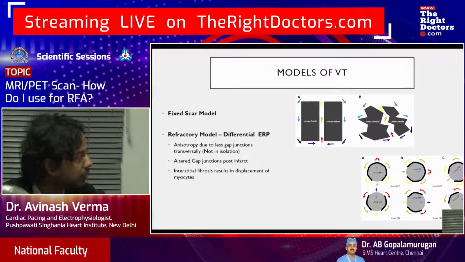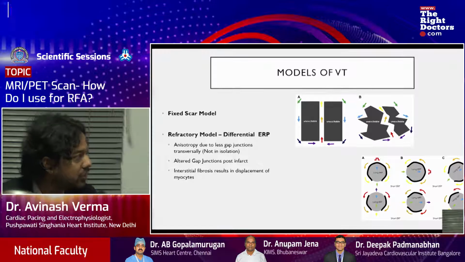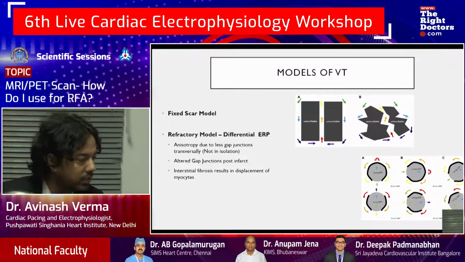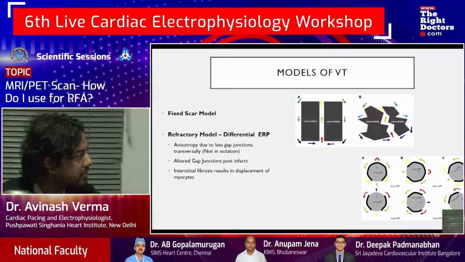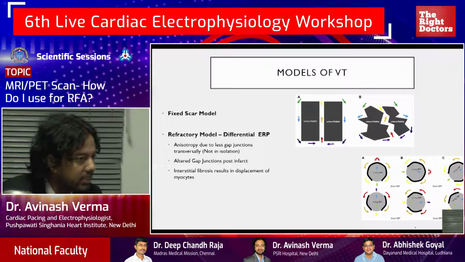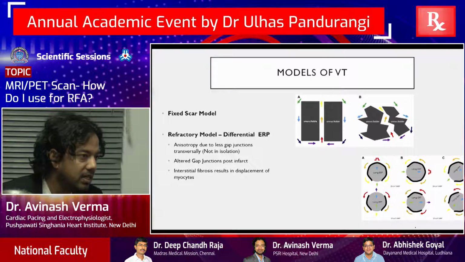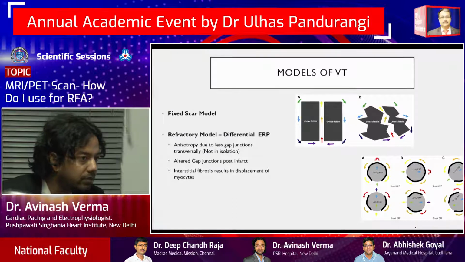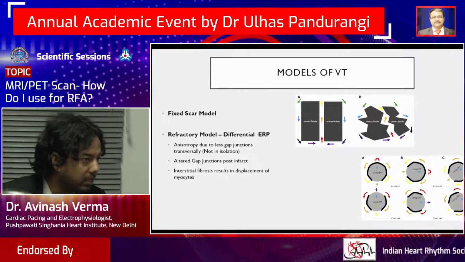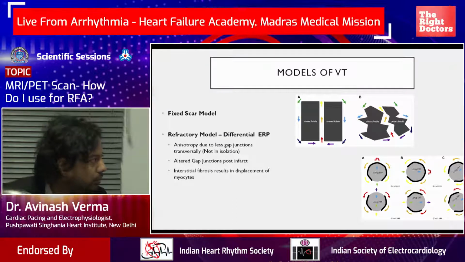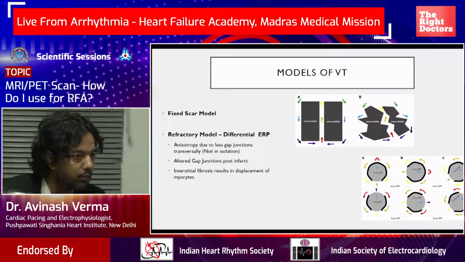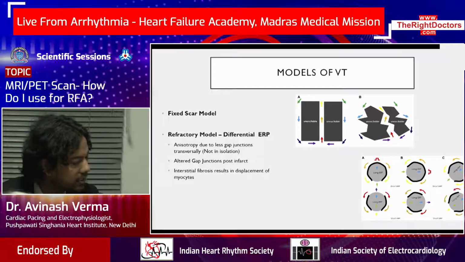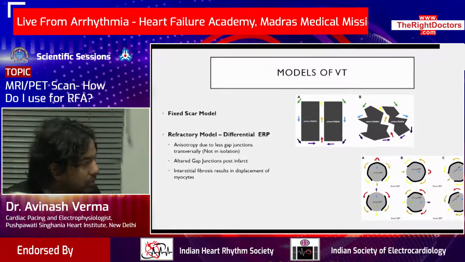Then you have a refractory model in which there's a differential ERP and anisotropy, altered gap junctions because of myocardial infarction. And then there is interstitial fibrosis resulting in displacement between myocytes, so there is a conduction delay. All this information will not be given to you by a plain electroanatomical map. Now, you can do ERP-based mapping, but then at every point you have to find out the ERP of the tissue. It's not feasible.